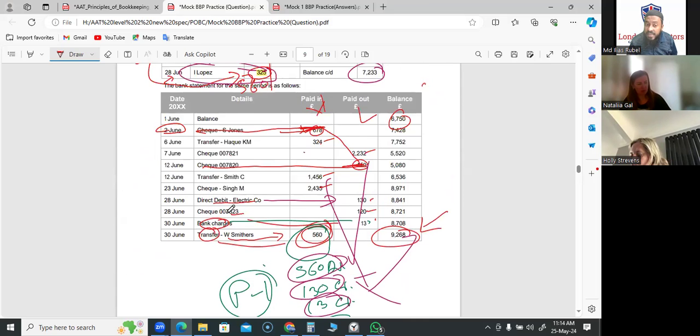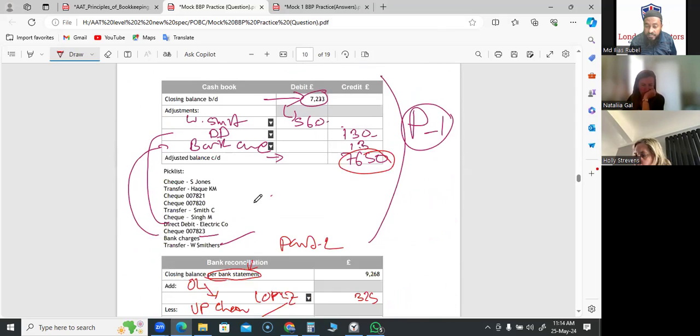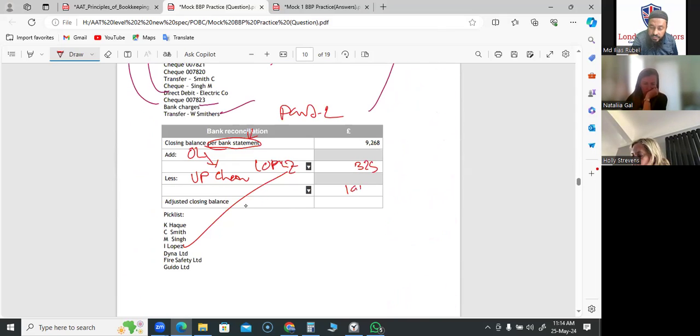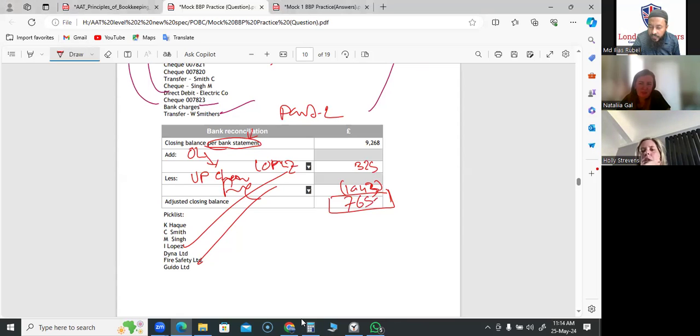You find both of these items from the cash book. Do you agree it's fire safety 1943? Yeah, fire safety 1943. It's a minus. What is the figure? That's how you reconcile. Can you help me with the calculation? 9268 plus 325 minus 1943 is 7650. Thank you very much.